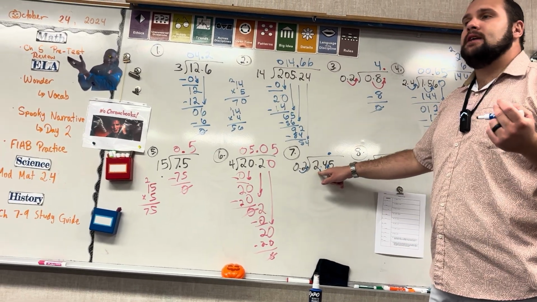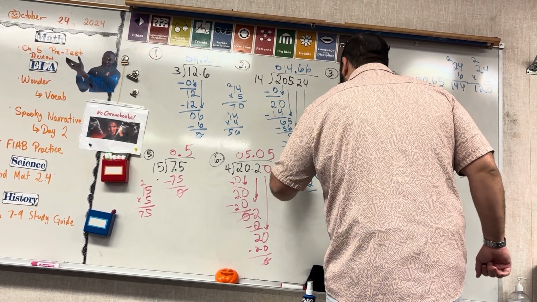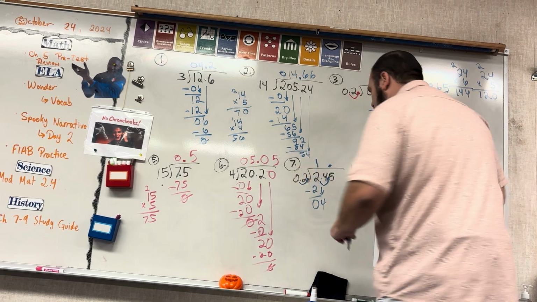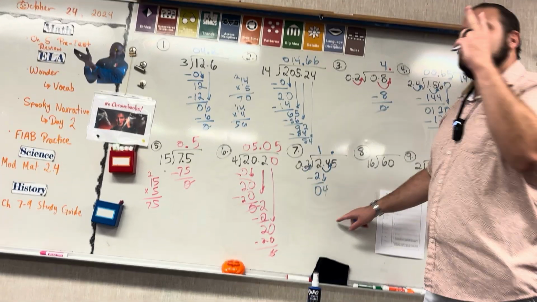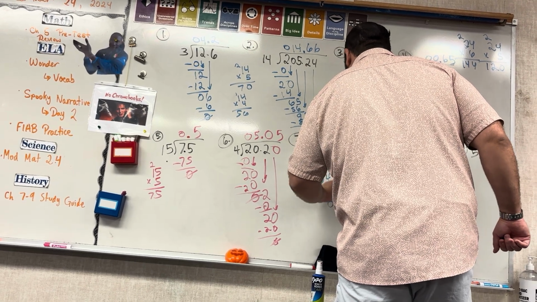2 goes into 2 how many times? 1. This one's a great one. I like this one a lot. 2 times 1 is 2. 0 left over, but you got to bring down that 4. 2 goes into 4 how many times? 2. 2 times 2 is 4. You got 0 left over, but you bring down the 5.